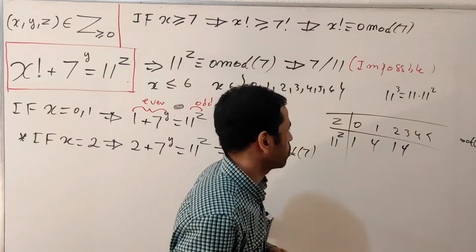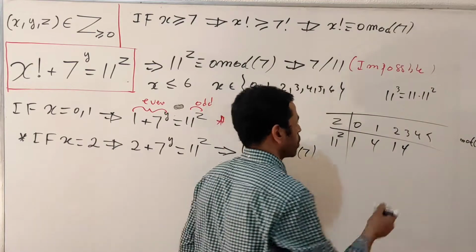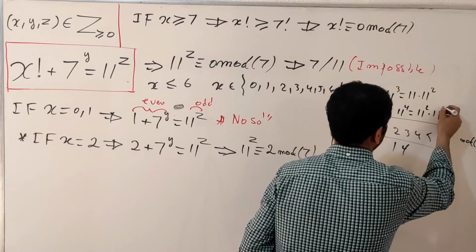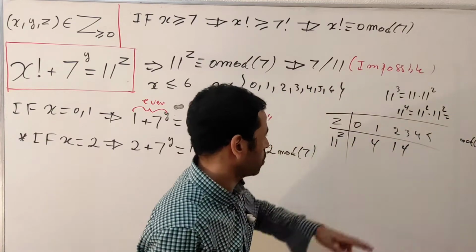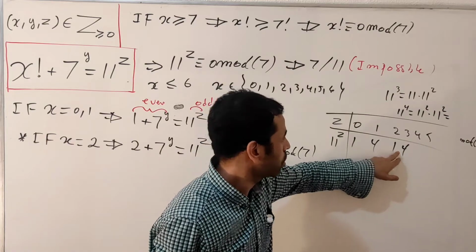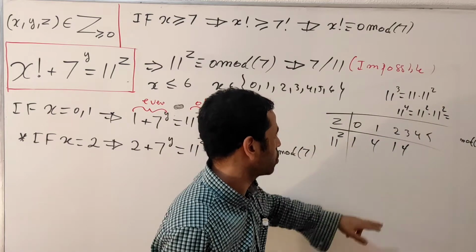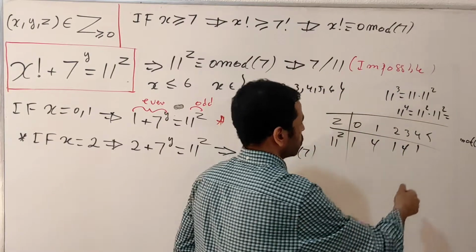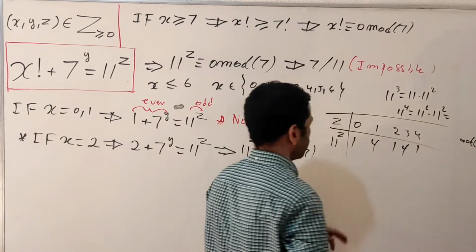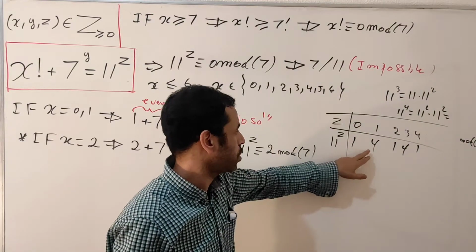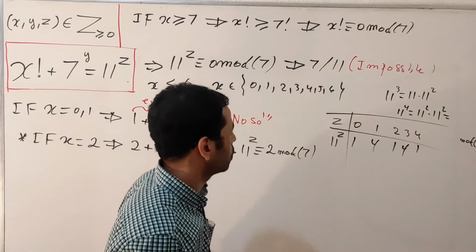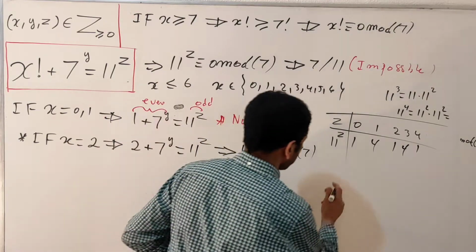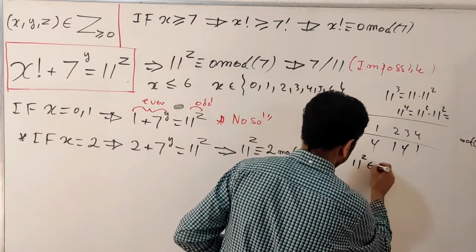For the integer 4, I have 11 to the 4, which is 11 squared multiplied by 11 squared. 11 squared is equivalent to 1, and 1 multiplied by 1 is 1, so this is equivalent to 1 mod 7. We don't need to go further because this is enough. It repeats 1, 4, 1, 4, 1, 4, and so on. So what this is telling us is that 11 to the z belongs to this set.